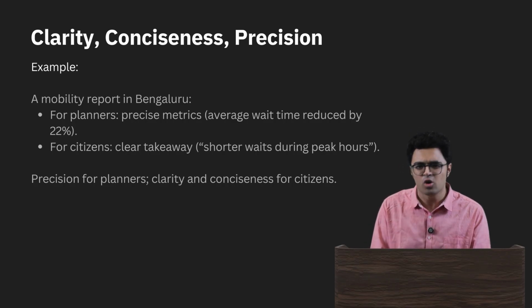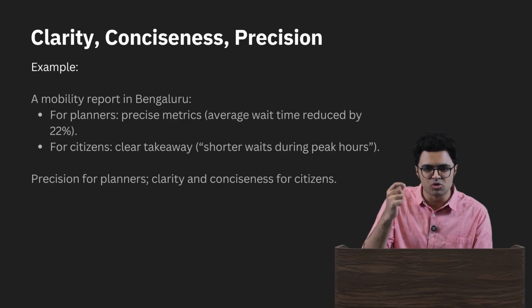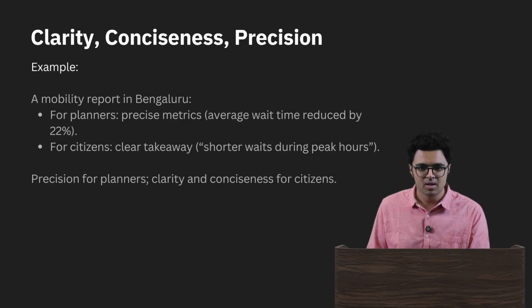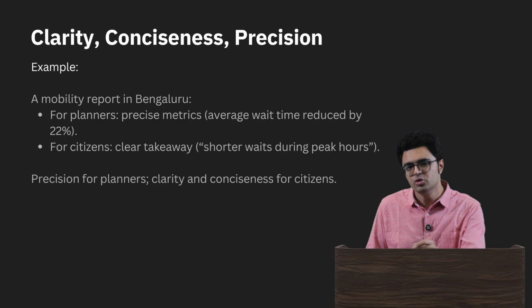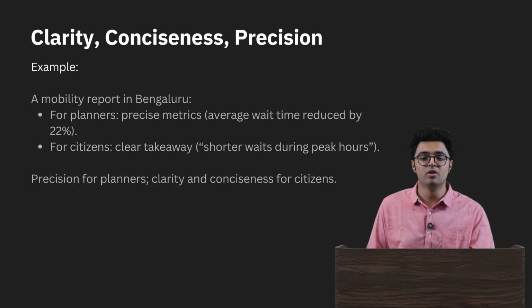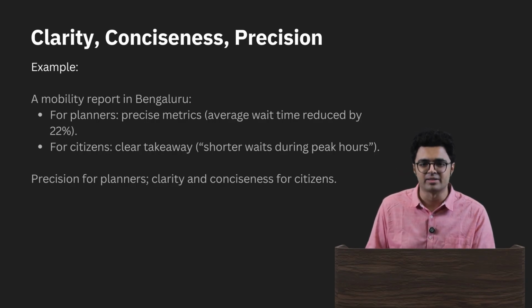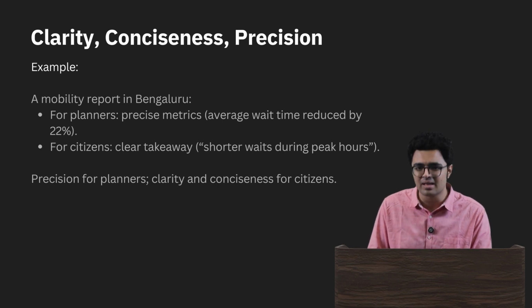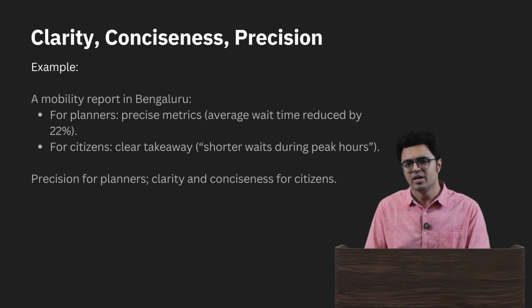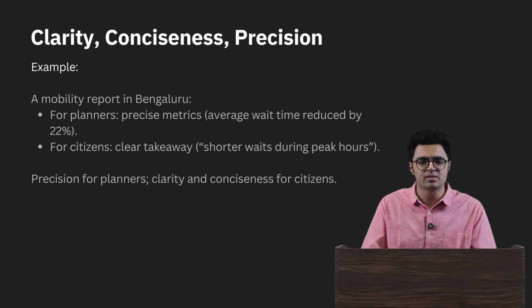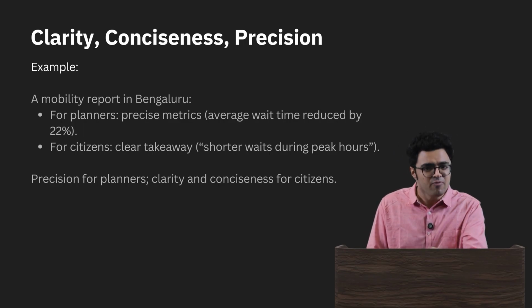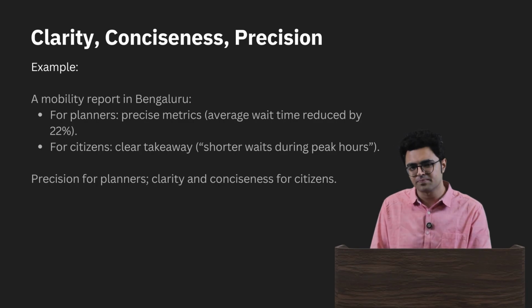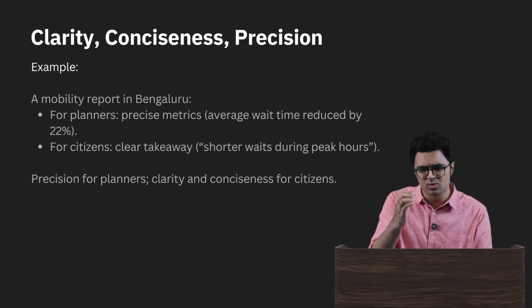The citizens may not be so interested in the precise percentage measure. They will be more attuned to impact. They will be more concerned about clarity. So, precision for planners, clarity and conciseness for citizens. Depending on who the audience is, you end up emphasizing different qualities of writing. Let's test this with an exercise.